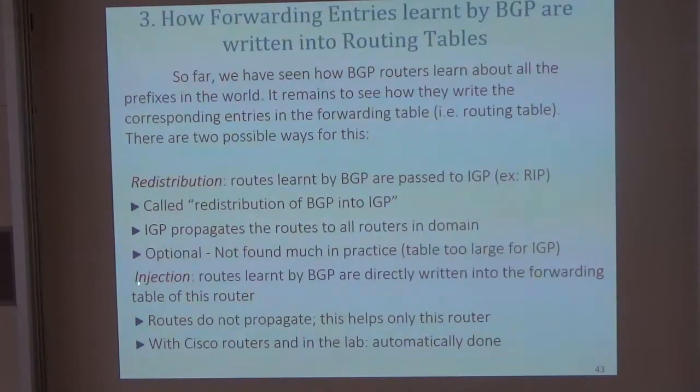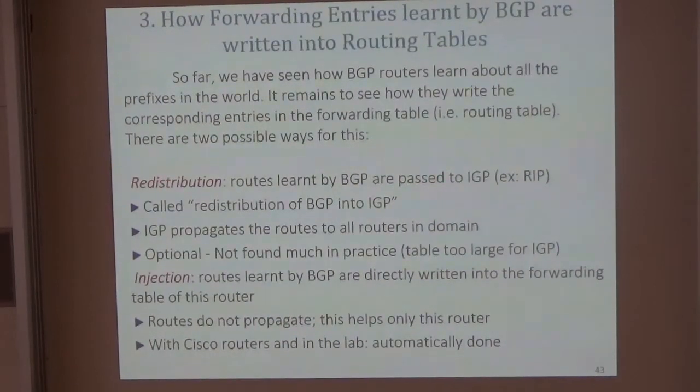By default, standard BGP routers inject the routes they have learned into the routing table, where they inject the destination and the next hop. And we have seen last week that this requires table lookup to be recursive. They can also do more than injection.